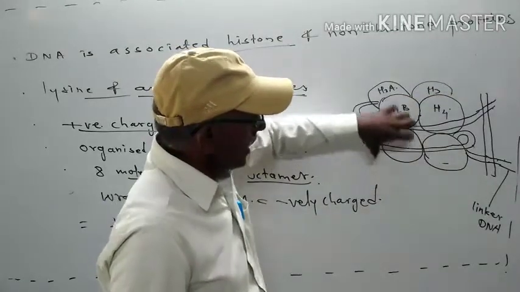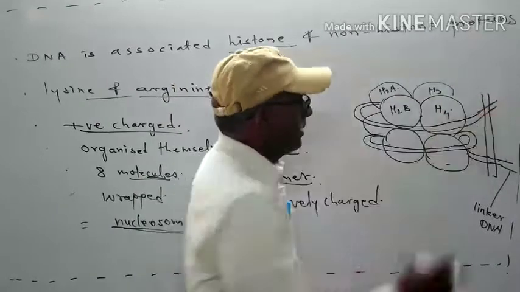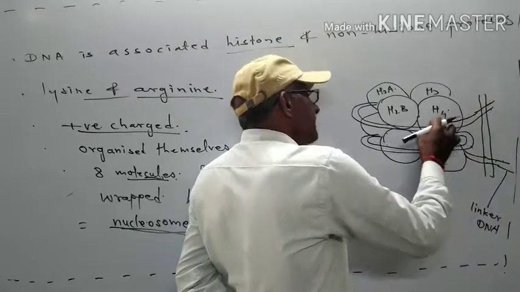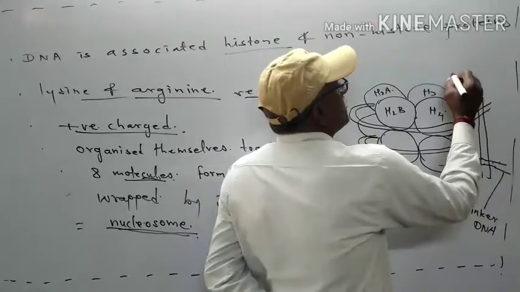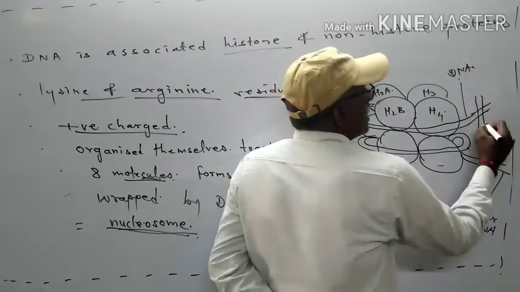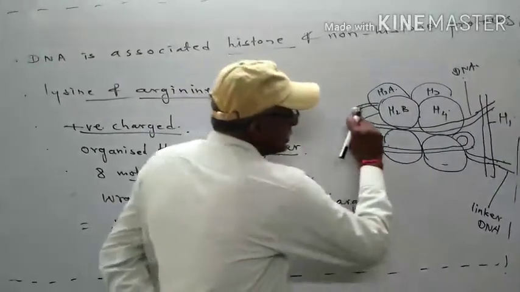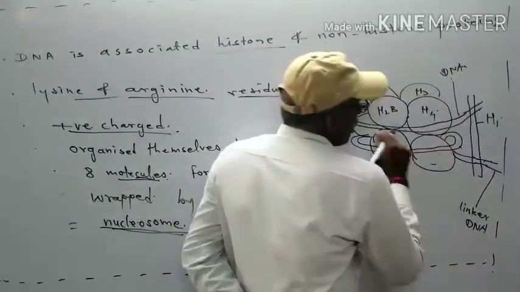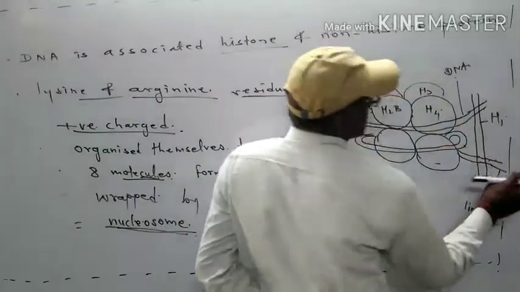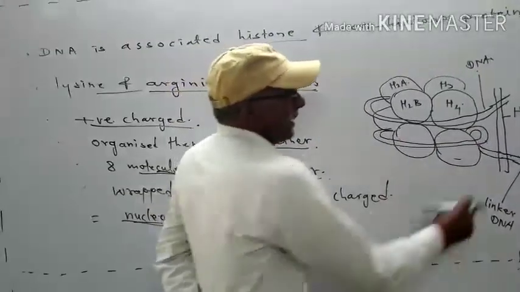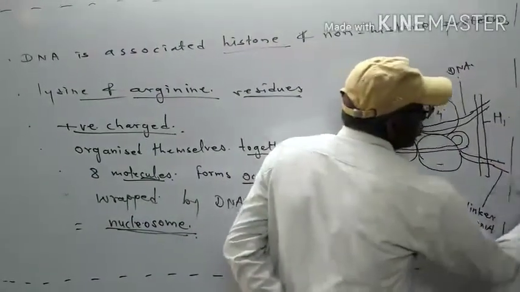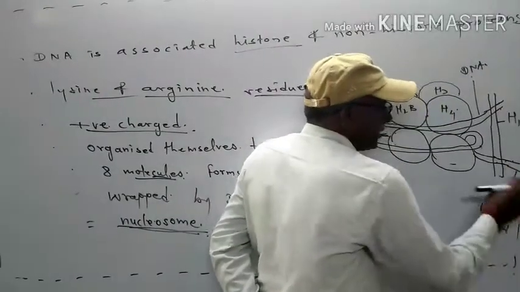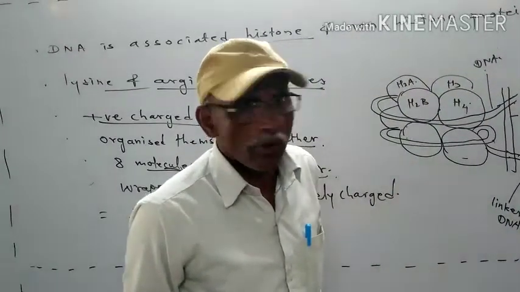This is the nucleosome core here. Due to the positive and negative charge, the DNA is wrapped around the histone molecules. After wrapping, it leaves the nucleosome, and it connects to the next nucleosome. This DNA which leaves from here is called linker DNA.